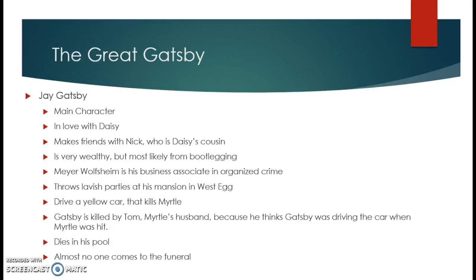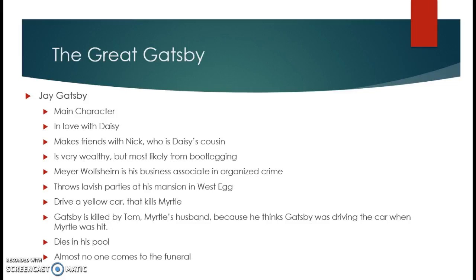What are some things you need to know? Well, we have Jay Gatsby. He is our main character. He is in love with Daisy, whom he used to date before he went off to the war. He makes friends with Nick, who is his neighbor and also Daisy's cousin. Nick had just moved to West Egg, where Gatsby lives.